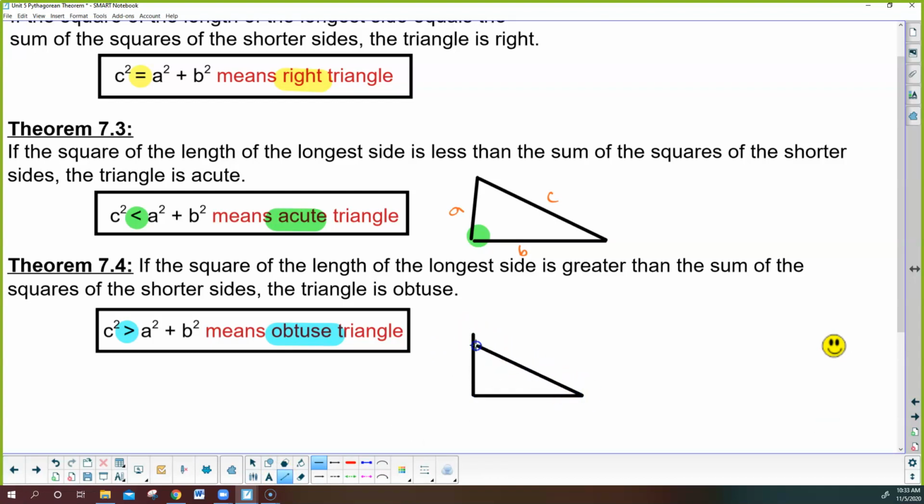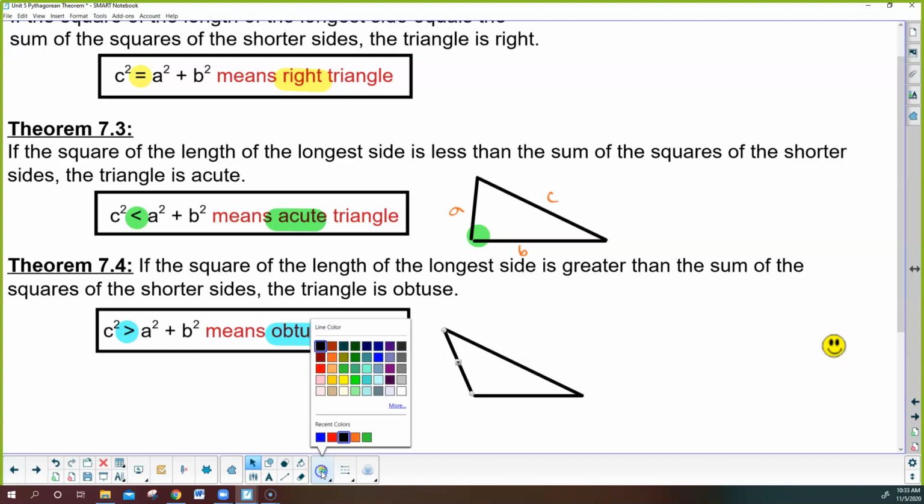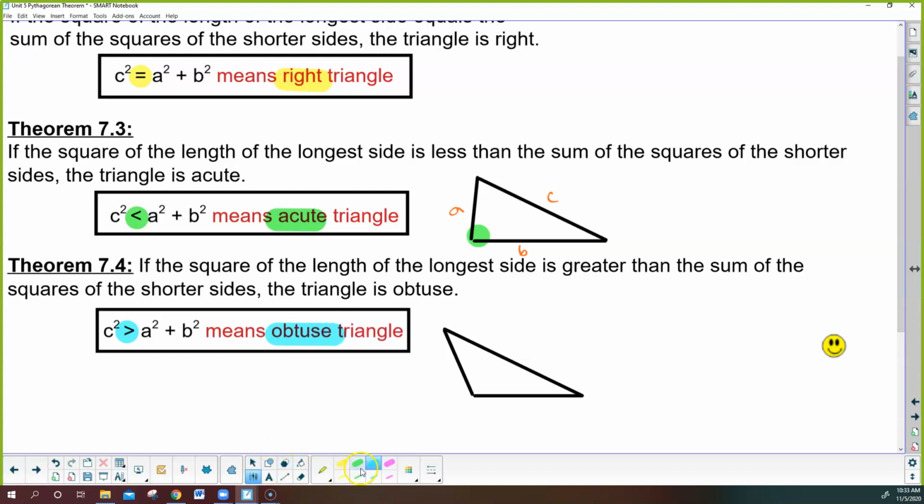What if C ended up being longer than A and B squared? Well, in that case, this point to match up would have to open up further, and you can see this angle that we wanted to be right, but since C was longer, that ended up pushing this angle wider, and it makes it an obtuse angle instead of a 90-degree angle. Those are just some visual pieces that you can think of it as.